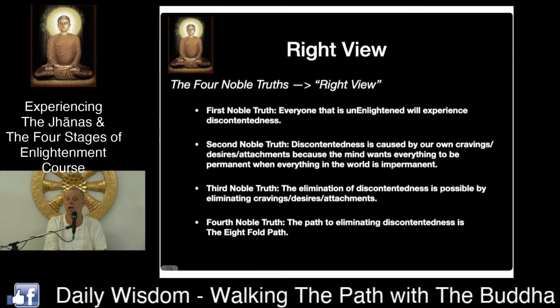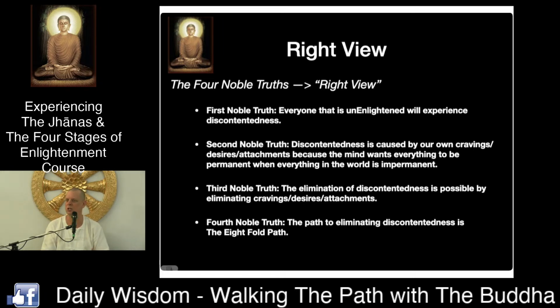If you can train your mind to eliminate craving, desire, attachment, then you can eliminate all your discontentedness. Because the mind is causing its own discontentedness, this is why you can train your mind to eliminate it. If it was everyone else that was causing you to be angry, then you can't train your mind. You can't eliminate it, because everyone else is causing it.